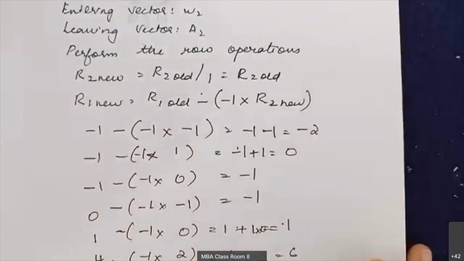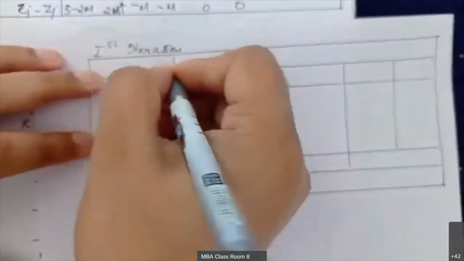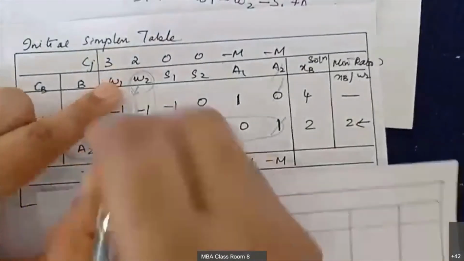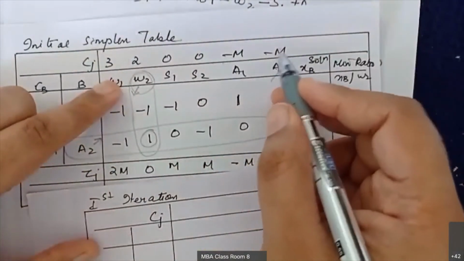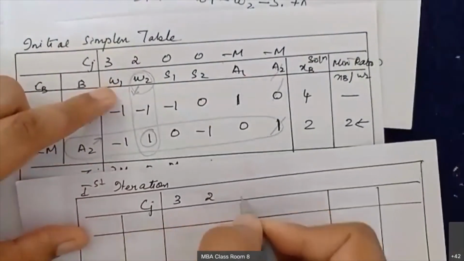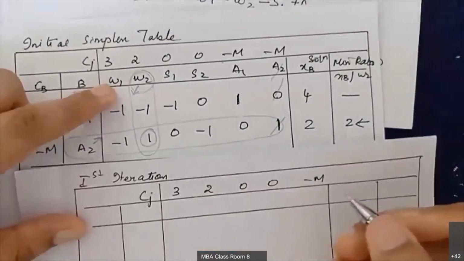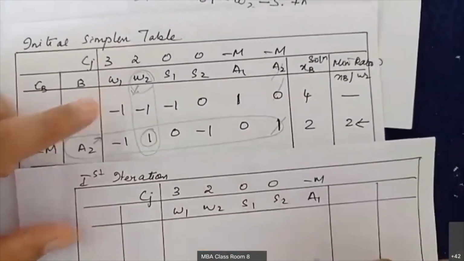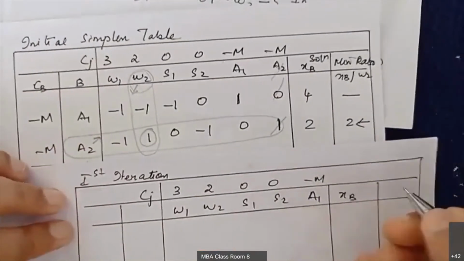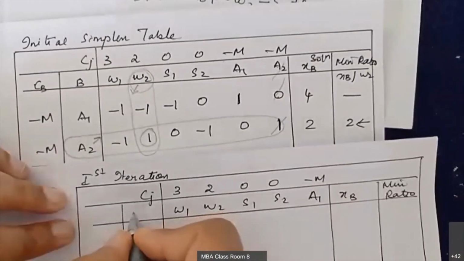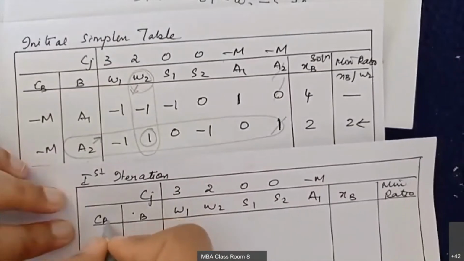With these values, we can draw the first iteration of the simplex table. Cj is going to remain the same, we can just take it down from here. Here you don't have to take the value for A2 and -M. Skip that full column and write the others. So here we have 3, 2, 0, 0 and -M. Corresponding variables are W1, W2, S1, S2 and A1. Here I have the solution column XB, here I have the minimum ratio, then over here I have the basic variable, and here the coefficient of the basic variable.